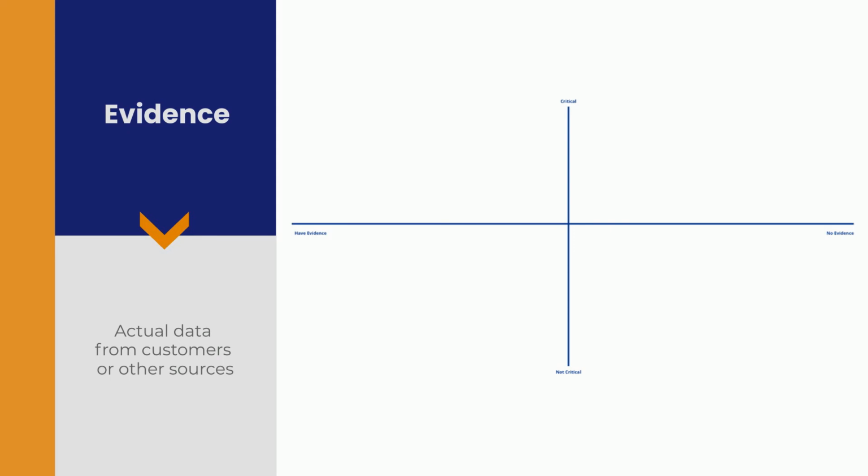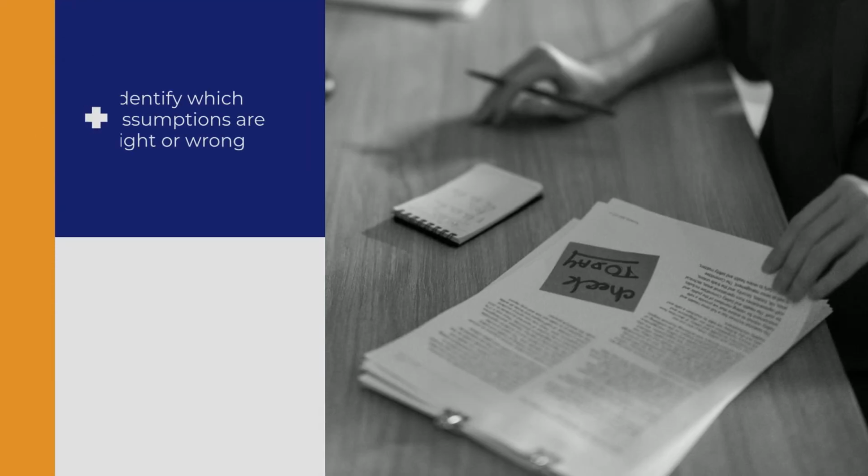You should find that you have a number of assumptions in the top right quadrant. These are assumptions for which you have currently little or no evidence, which are critical to the success of your idea. This is where you start. By identifying which are right and which are wrong, you can adapt and adjust before you make a costly mistake.